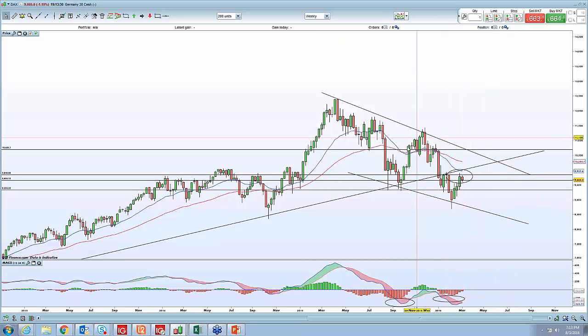Yes, we are consolidating in this little channel here. So if it breaks above 9,008, I'm not surprised if we go back up to the top of the channel around 10,005.